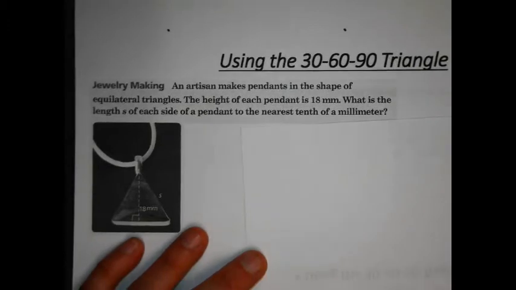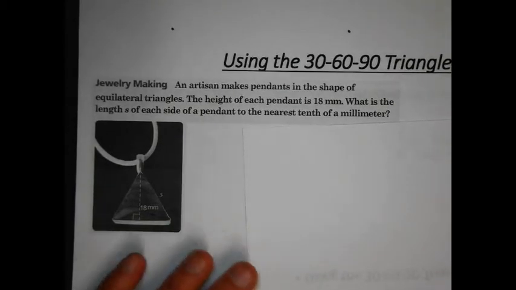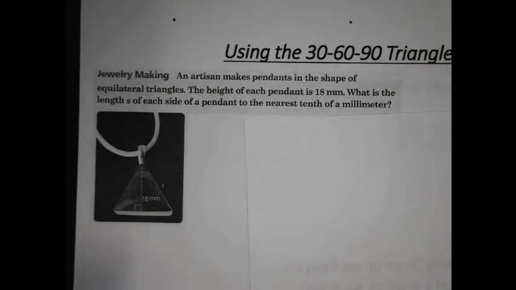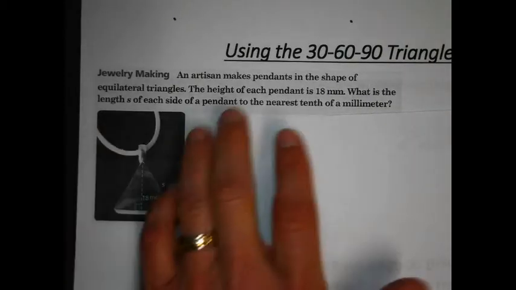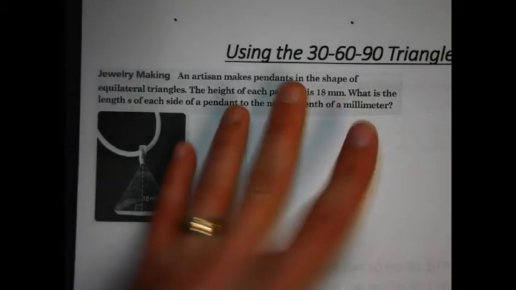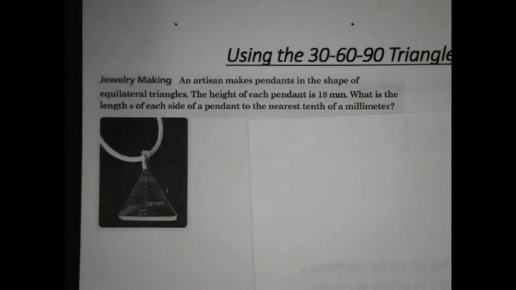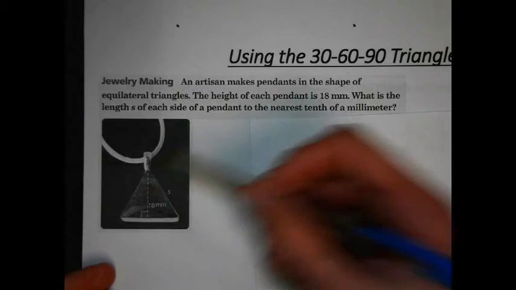So now it's all about jewelry making, because that will attract attention. All right, an artisan makes pendants in the shape of equilateral triangles. Any Harry Potter fans out there? This looks an awful lot like the Deathly Hallows. Very good. The height of the pendant is 18 millimeters, which means the elder wand is 18 millimeters.